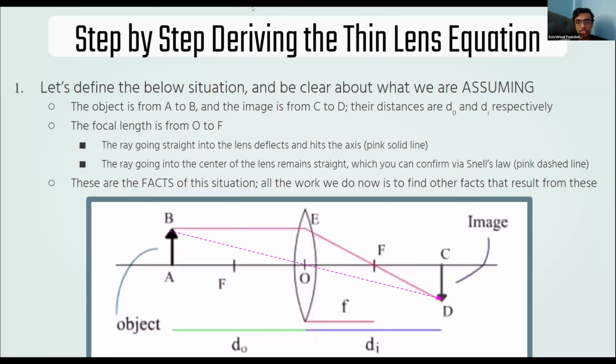So I'll try to do my best. The image goes from point C to point D, and the object goes from point A to point B, like Arthur just drew.